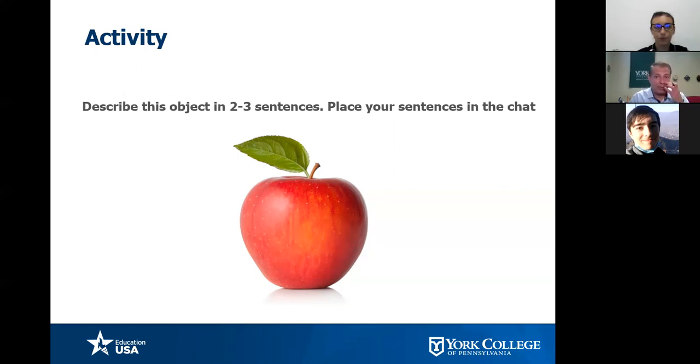All right, so I have one here. And it says, a nutritious red orb. An orb is like a sphere. So that's one. In the next one, we have a red and green sphere. How's that? Two different colors.